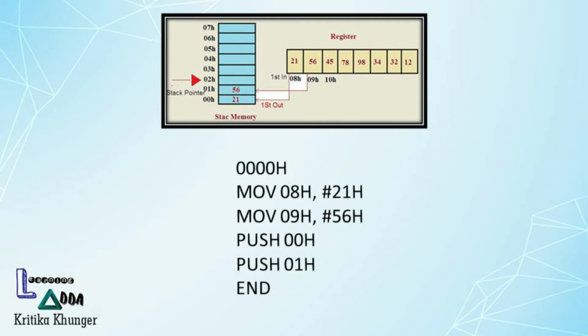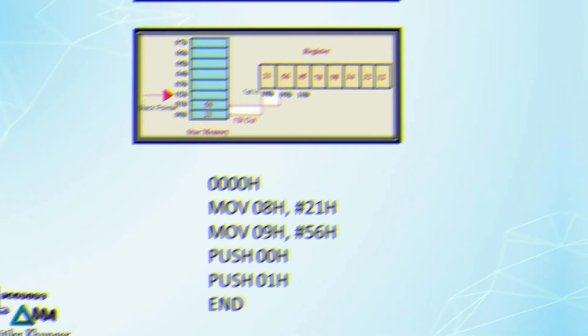Now we are using push 08h. The stack pointer is at 00. When we increment it by one value, it will come to 01, and it will contain the value 21. Then we use the push instruction again on 09h. It will come to 02 now. Then after coming to 02, it will contain 56.